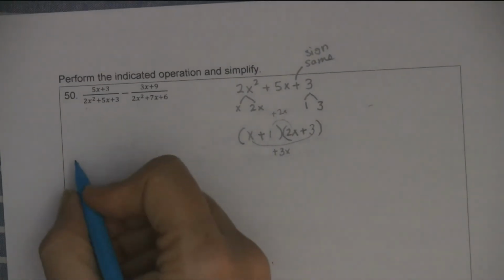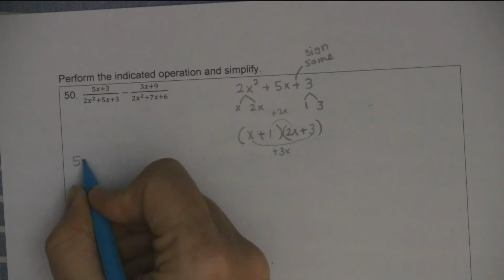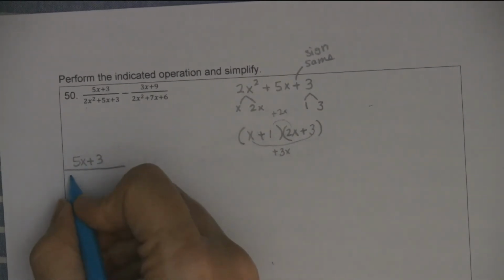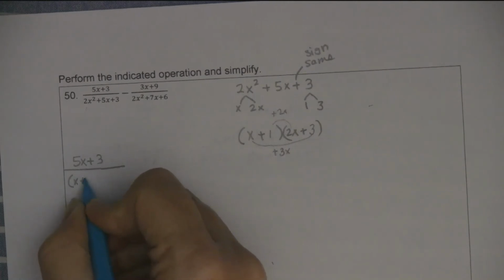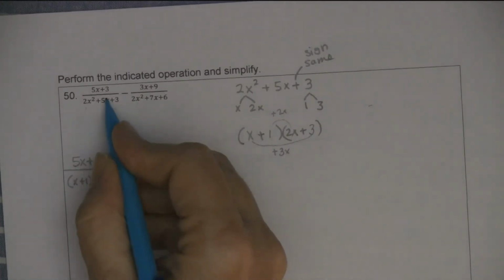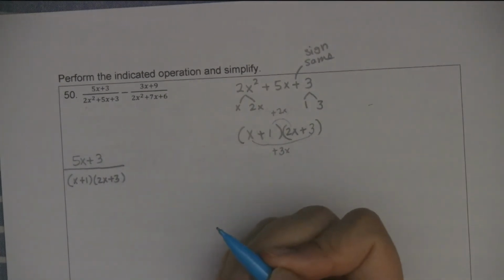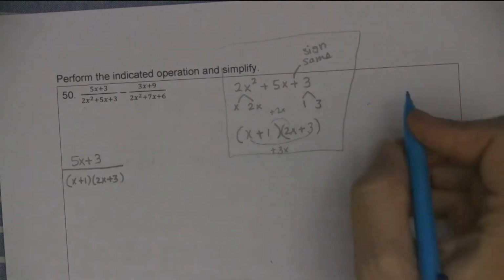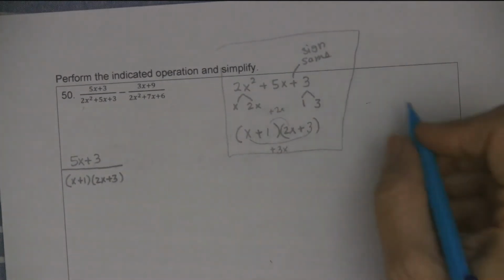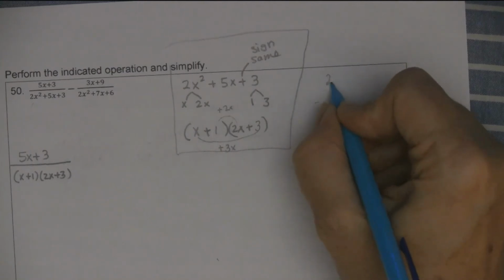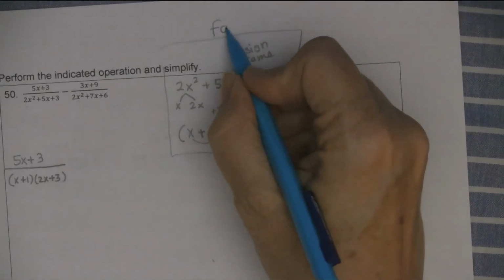So I'm going to put that over here. 5x plus 3, that's the numerator, all divided by the denominator I just factored. So this and this are equivalent to one another. This is my work, right, to get it factored. So this is like scratch paper to me over here. I want to do the same to the other one. So I want to factor it. So here I am. I factored.